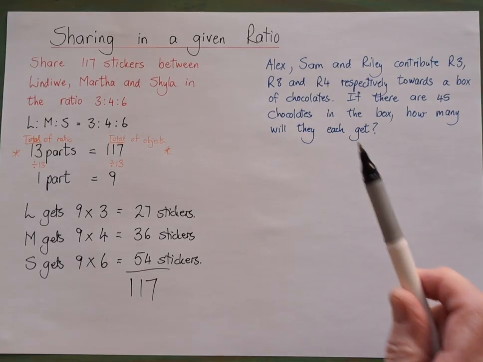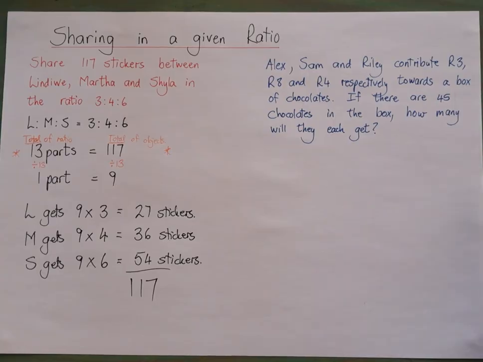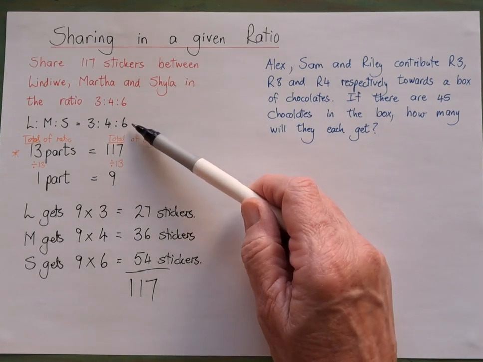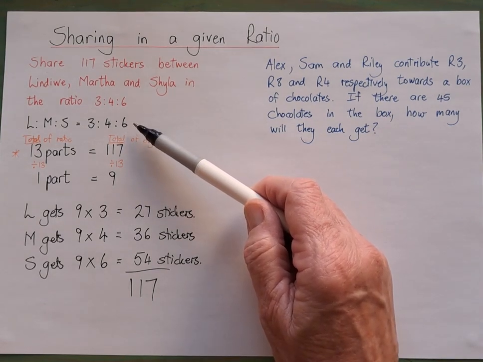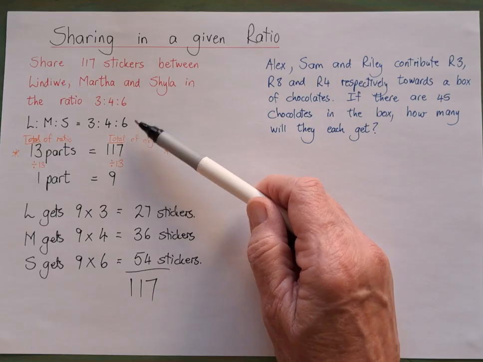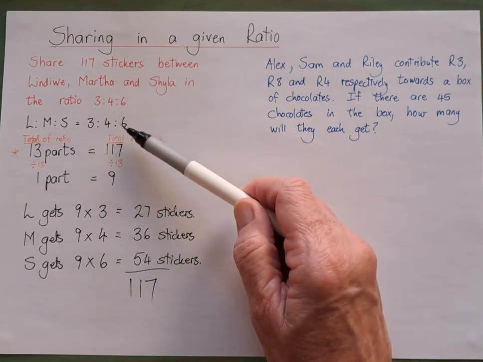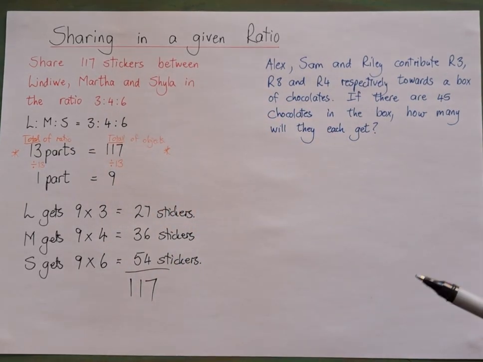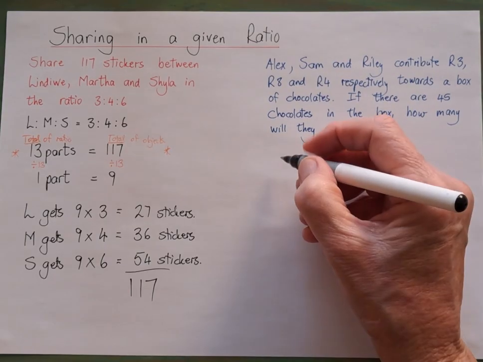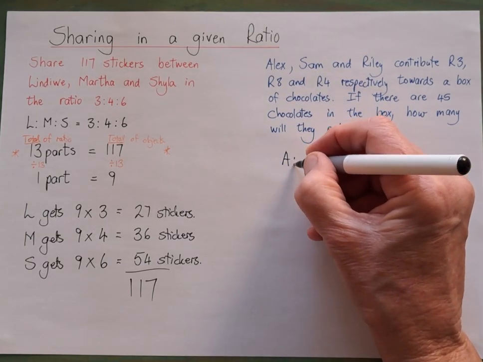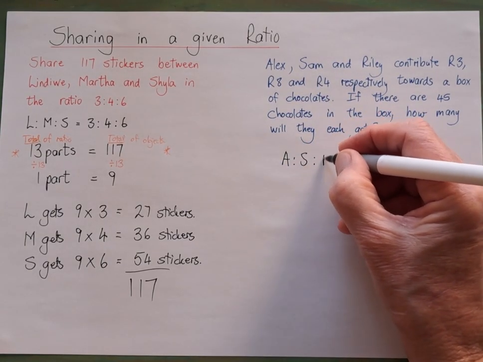So the reason I say that this is a hidden ratio is because if we look at it, for those who haven't read the story before, Alex, Sam and Riley contribute 3 Rand, 8 Rand and 4 Rand respectively towards a box of chocolates. If there are 45 chocolates in the box, how many will they each get? I always like to start off with this because it actually focuses your mind to see what the story is about. So it's like taking all these words and just putting it into a mathematical statement. So who are the 3 people that we're speaking about? Alex, to Sam, to Riley.